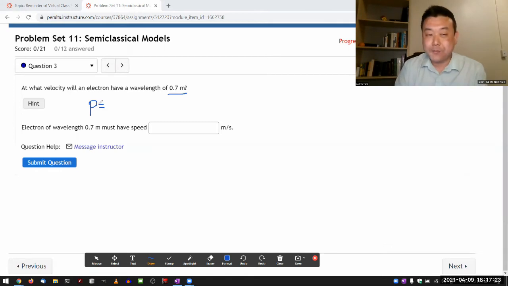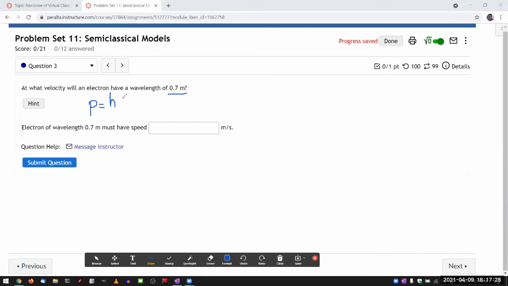So p is the momentum of the particle, and that particle will have an associated wavelength given by this relationship. The momentum of a particle is equal to Planck's constant divided by the wavelength of the particle. I am given the wavelength, so that's a number I can just plug in. If it were asking for momentum, I would be done, but it's asking for velocity, so I'll need one additional step.